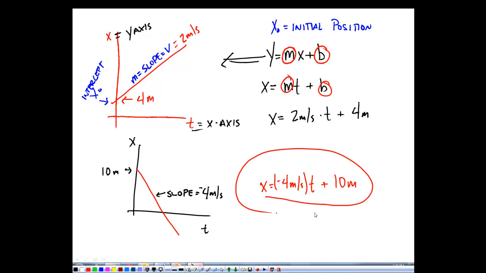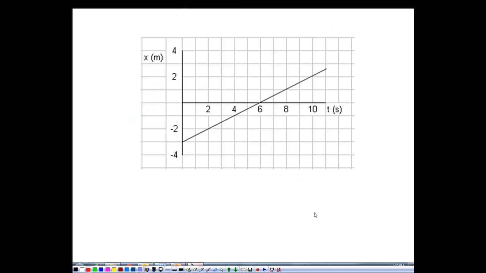That's all we're doing. So if we look at an example from that worksheet, what we're going to do is write out the equation for this line, which is x equals the slope times the time plus the initial position. So what we need to do is identify those things. Here, the initial position, x0, is -3.